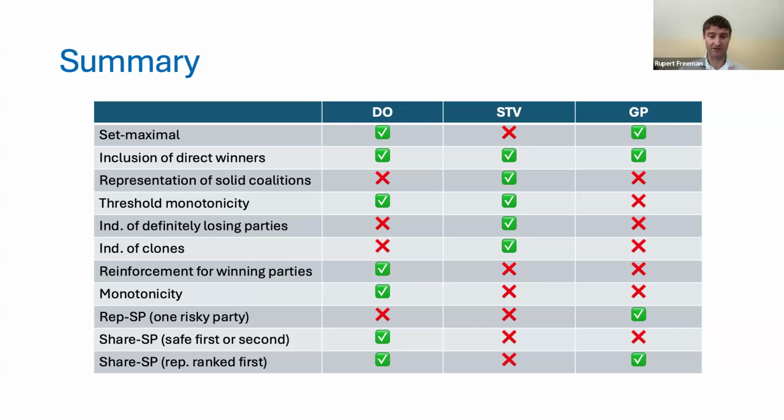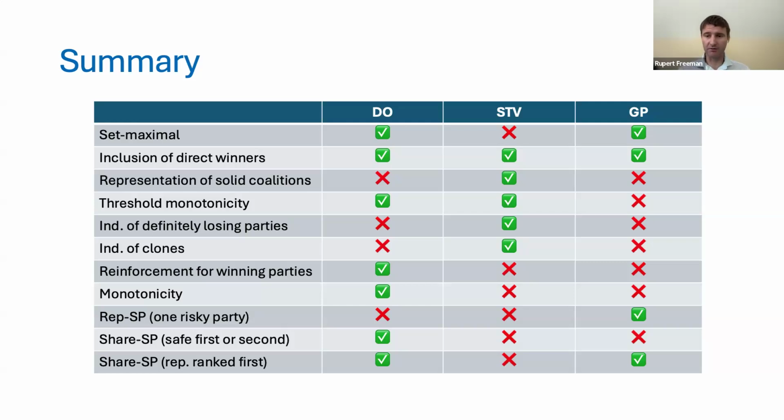So we see STV has all these crosses at the bottom. It doesn't do so well in terms of strategy proofness and monotonicity. Does do well in terms of representation and clone proofness. DO and GP are kind of the opposite. They do relatively well in terms of our strategy proofness properties, but less well than STV in terms of representation.